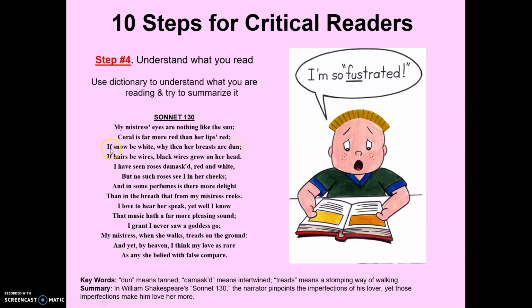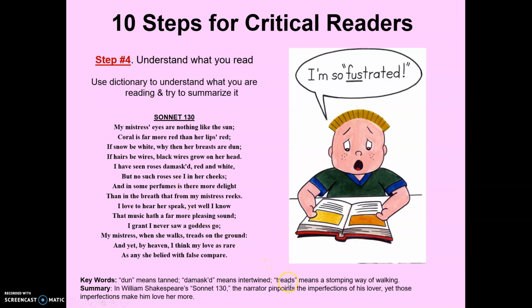So he writes on the third line, if snow be white, why then her breasts are done. If you look it up in the dictionary, done means tanned. So it is the opposite of white. It is dark. And then, of course, we come to the line damasked. I have seen roses damasked red and white. Now, damasked means intertwined. So when you put the red next to the white, it creates a contrast. And I suddenly understand that what Shakespeare is trying to say is, I don't really see that contrast in my mistress's cheeks, as in she doesn't have color in her cheeks.